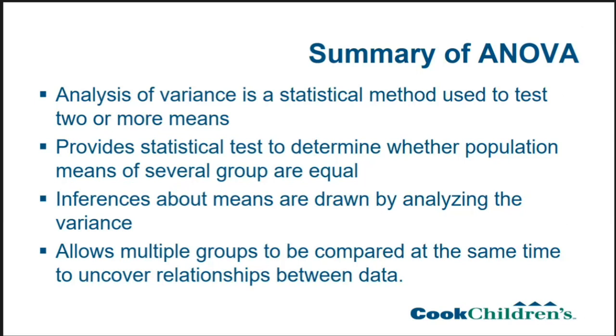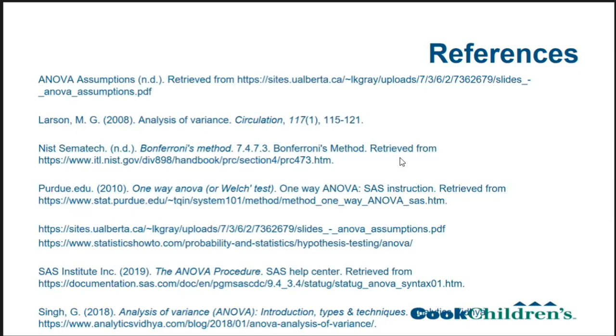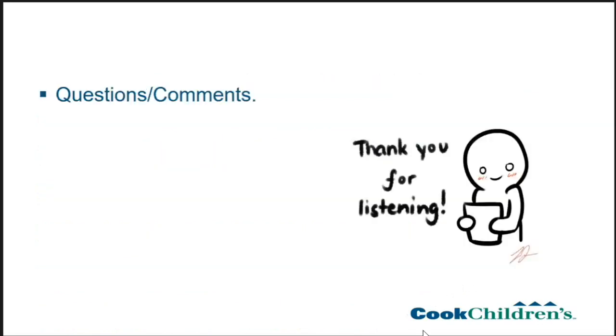Those are my references, and some of them have links to the post hoc tests you could do if you want to determine which specific group is different from the others. What we did was show that there's a difference, but for further analysis, you could do additional tests to determine which of the groups or which of the means is different from the other. That's all I have for analysis of variance, the basics.